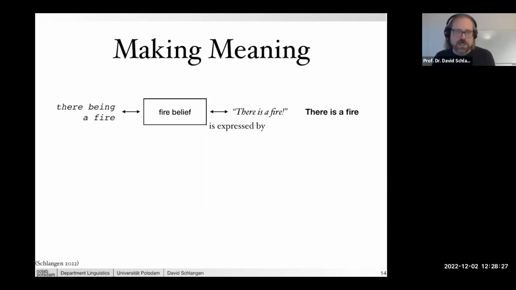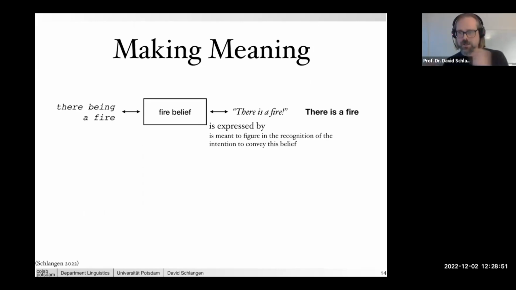But you probably want there to be more going on. And in a Gricean analysis, at least, you would have some sort of communicative intention here. And the way to express it would be that the utterance, there's a fire, is meant to figure in the recognition of the intention to convey this belief, right? So the speaker had the intention that you recognize that they have this belief, and they had the intention that you recognize this belief through the utterance. So they don't just want you to recognize something, but they want this utterance to be the thing that helps you recognize this intention in them, this belief in them. Okay, so that's this connection.